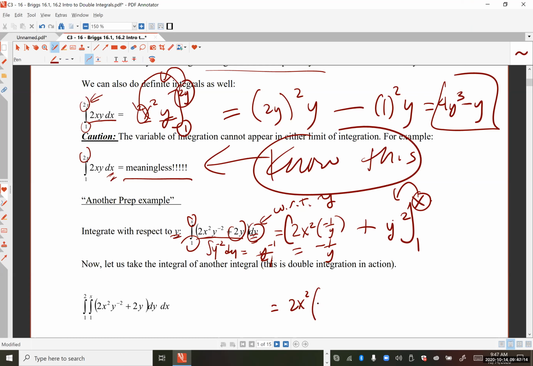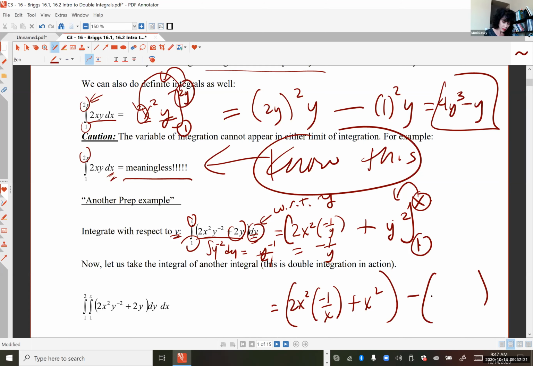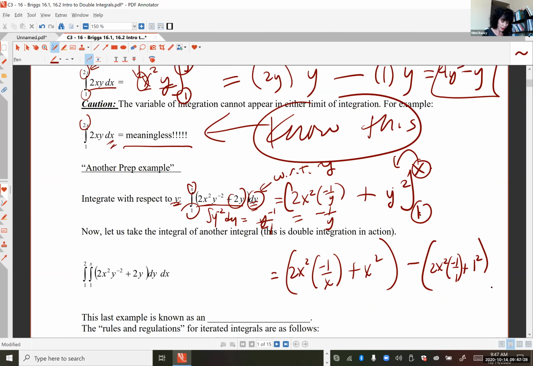And then I'll substitute my lower limit in. So that's a 1. Okay. And then what is this mess here?